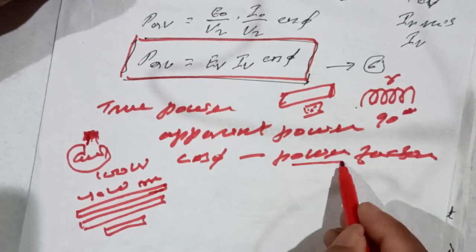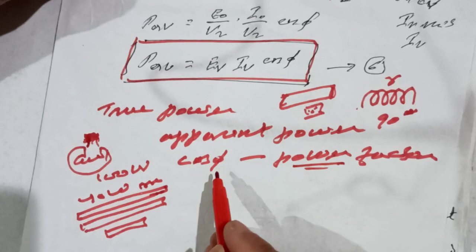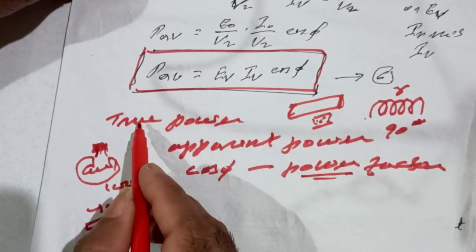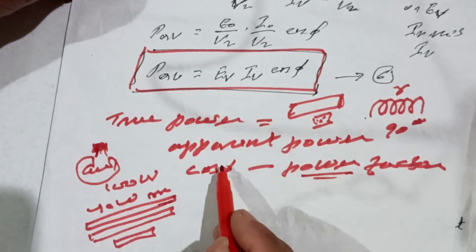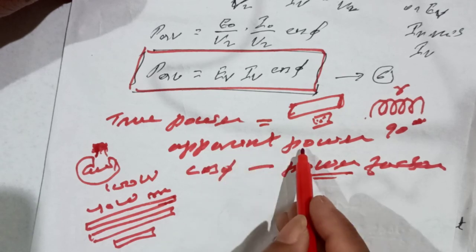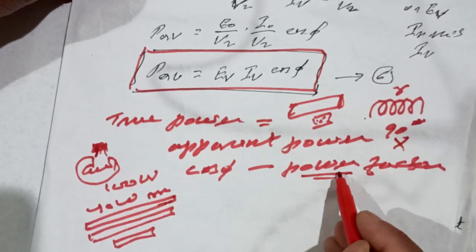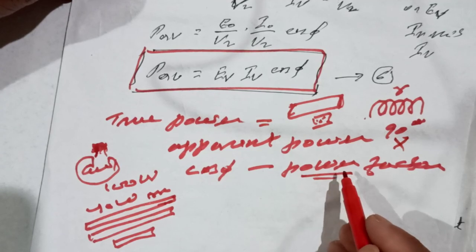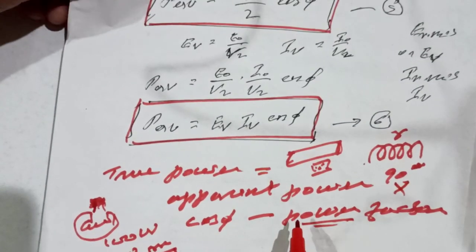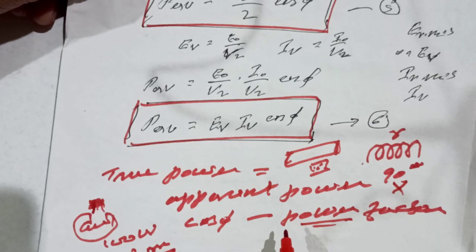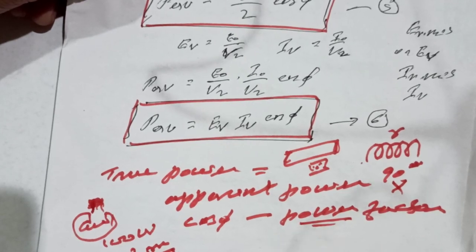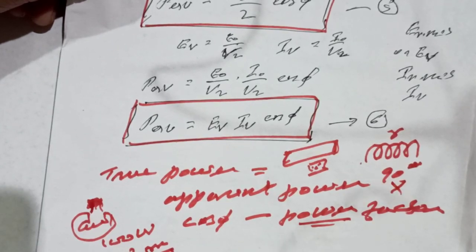So we can say the average power, or the true power, is equal to the apparent power into the power factor. Okay. So this is about the derivation of an expression of power of an AC circuit. Okay, thank you.